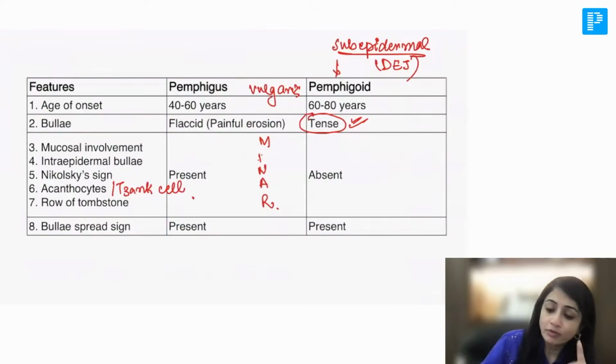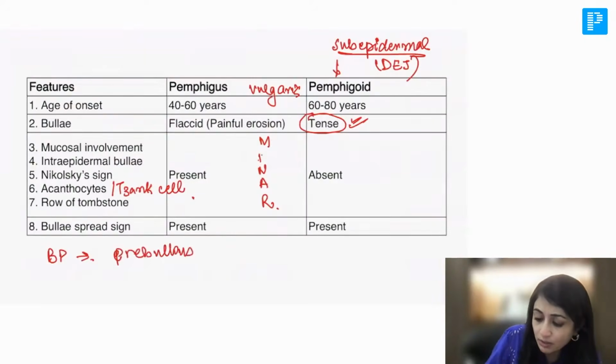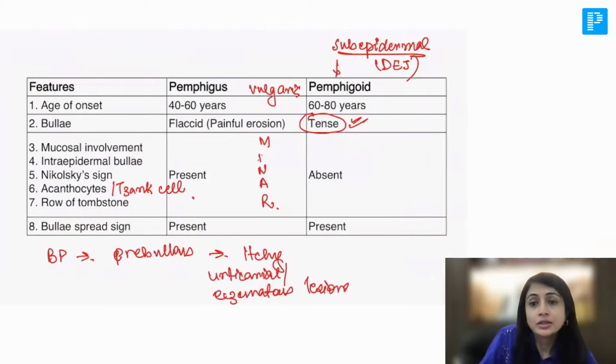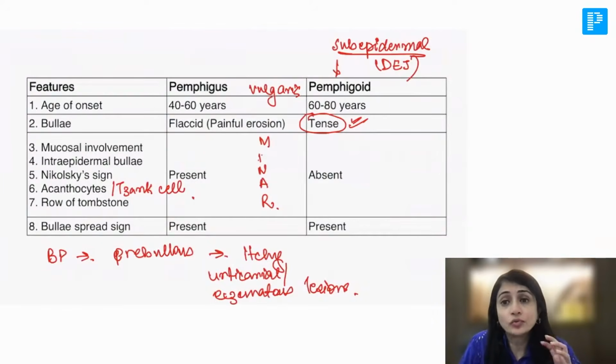Now remember one more thing about pemphigoid group, especially bullous pemphigoid, that it has a pre-bullous stage, in which the patient can present with itchy, urticarial, or eczematous lesions. Itchy, urticarial, or eczematous lesions may be seen. So I hope you're clear and you would be able to differentiate between these categories.